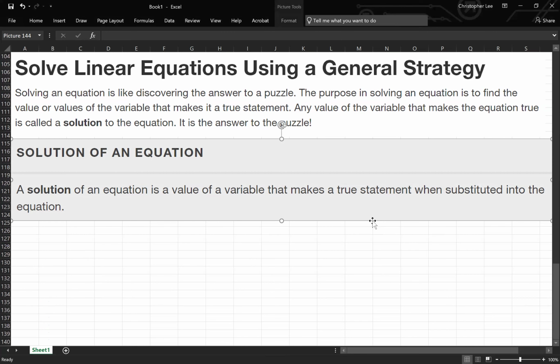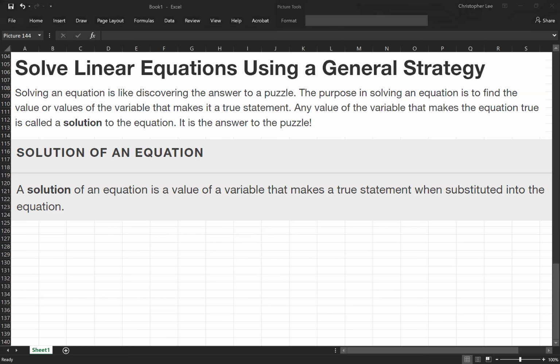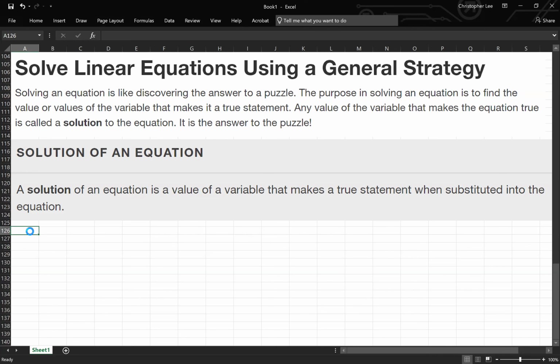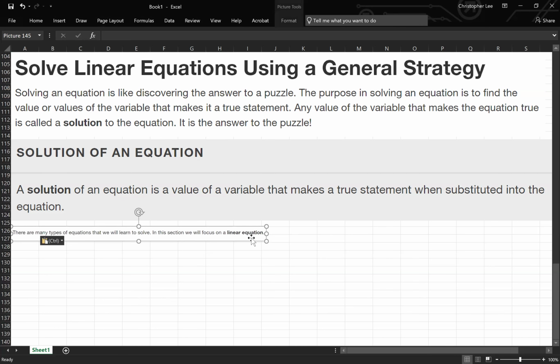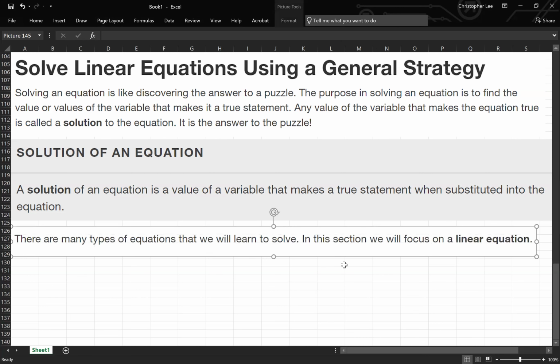All right. Anyway, solution of an equation, right? A solution of an equation is a value of a variable that makes a true statement when substituted into the equation. Period. All right. So we're just gonna build some vocabulary, then we're gonna do an example. I promise you this is real easy.